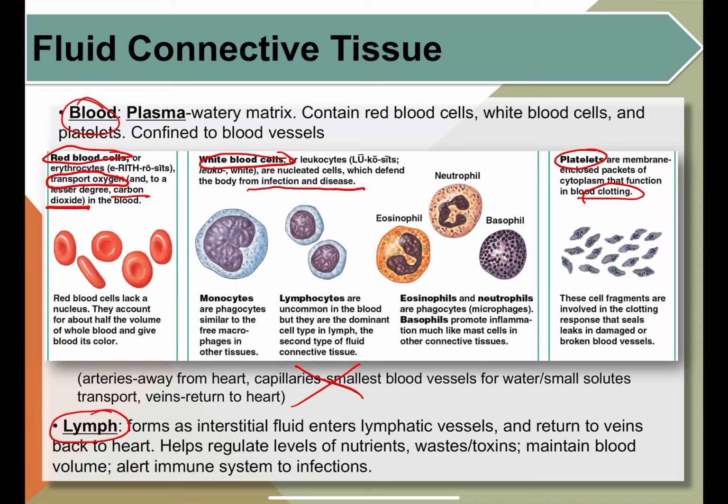Lymph is the fluid that is circulating around our lymphatic system, so it helps to regulate levels of nutrients, waste, and toxins, maintain blood volume, and also, of course, the most important function, alert the immune system to infection. So we'll talk about how some of our lymph vessels have particular one-way valves that trap pathogens once a pathogen has entered the circulatory system, and from there they move on to the lymphatic system, or somehow from other places into the lymphatic system.